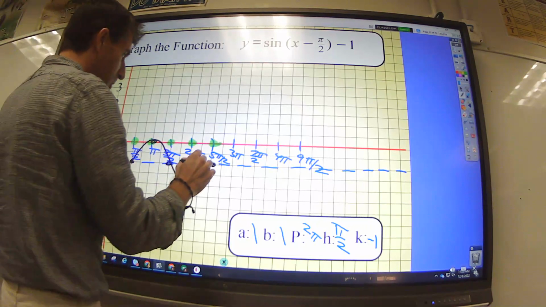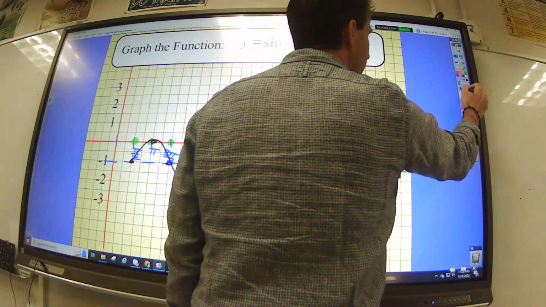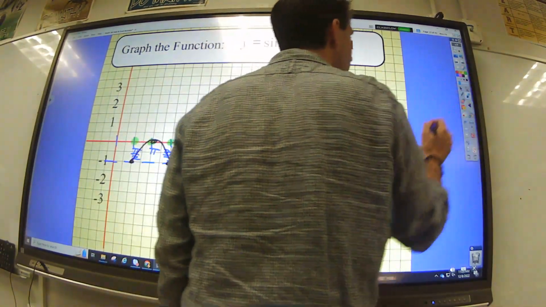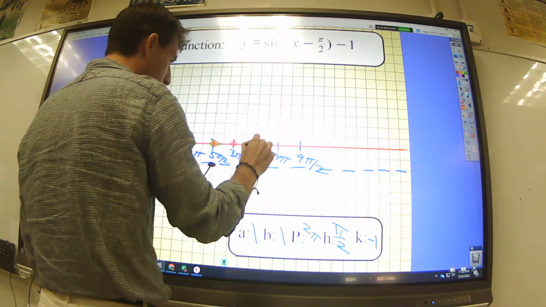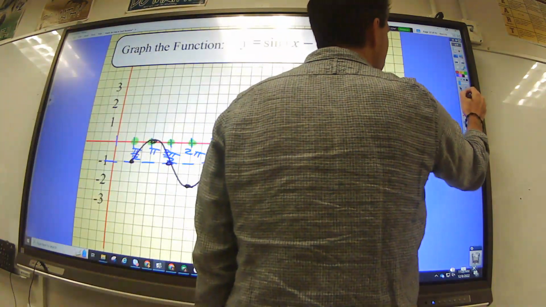Okay, so my next 5 key points, I guess I can highlight those. You don't have to, but I think I will, because why the heck not? I'll do it in red highlighter, because I can. 1, 2, 3, 4, 5. Those are my 5 key points.